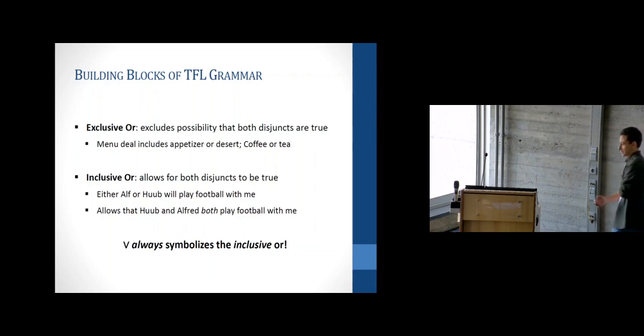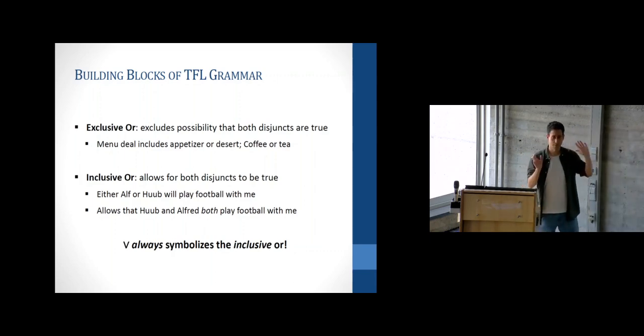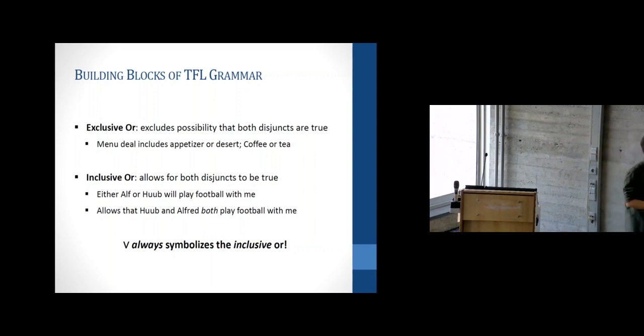This is just to have a starting point, to simplify things. This ∨, this disjunction, is going to be read as the inclusive or. Okay. Question about disjunctions?